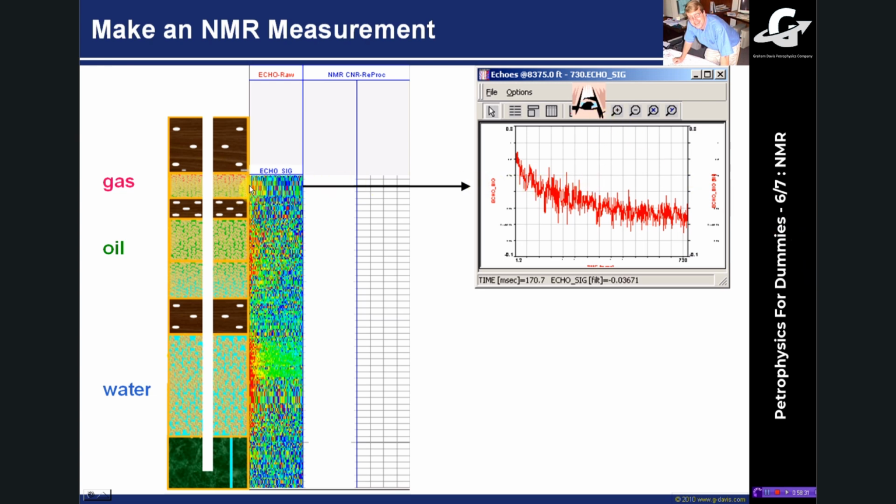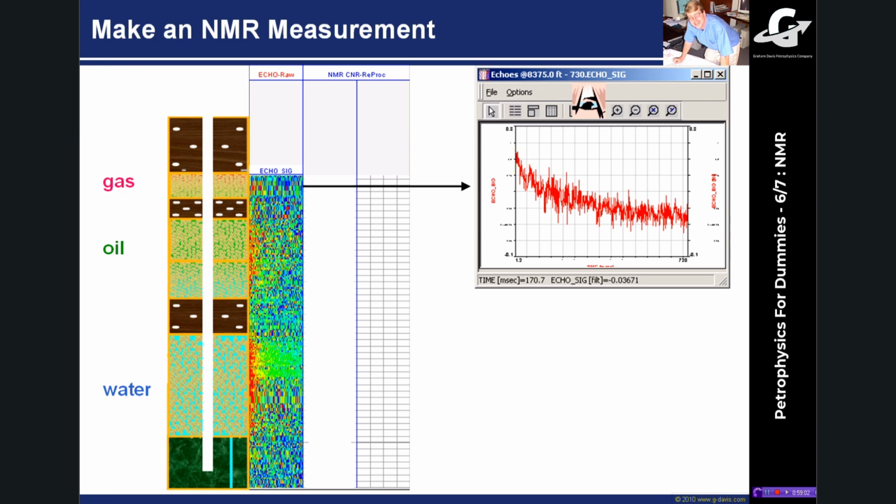Now each one of these little speckly lines is what's called an NMR echo train, basically. So here we have the raw echoes. There's no processing done on that. This is a raw measurement that the tool's making. Basically, we're aligning all the protons up together on the left-hand side of this display, and we get them, if you like, singing out a signal. We align them all up, and we get a nice big signal.